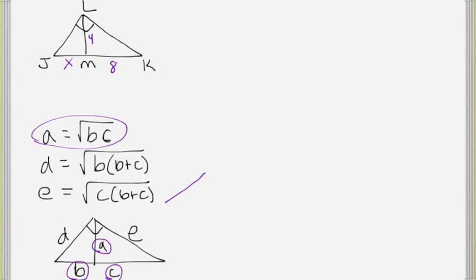Then we're going to plug stuff in where it goes. So A, we were given, is 4. B is labeled x, and C is labeled 8. And we want to solve this for x.